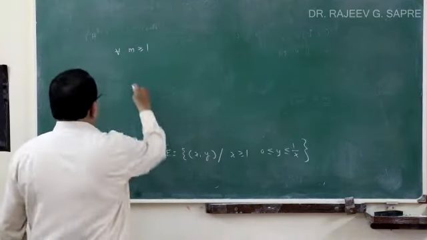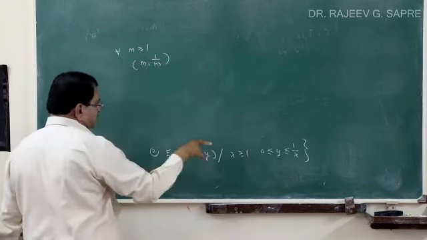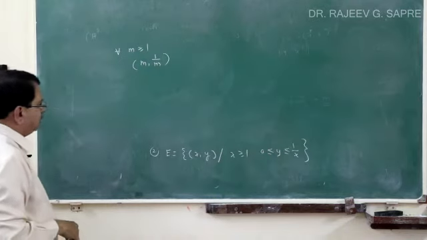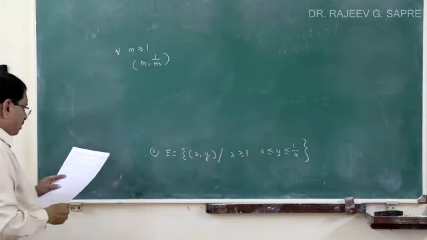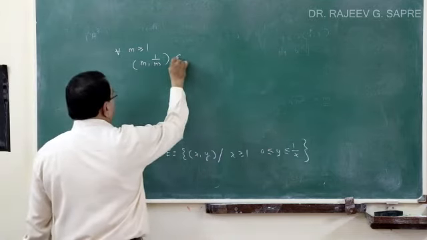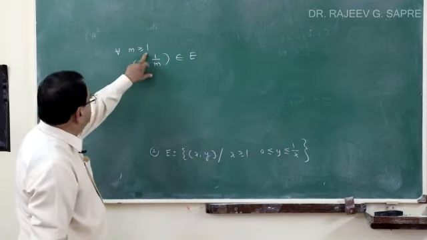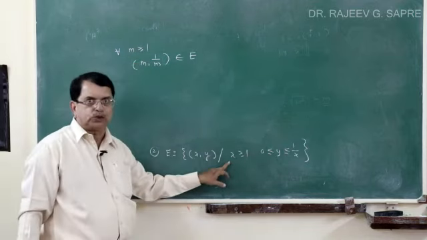Okay, if you take (m, 1/m), will it satisfy this thing? (m, 1/m) will belong to this set. (m, 1/m) will belong to the set E. Why? Because we are saying m is greater than or equal to 1. So this condition is true.